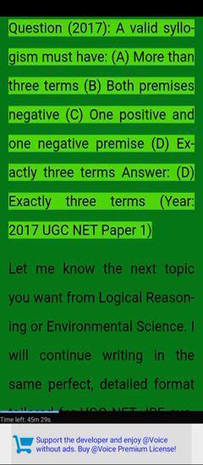Question 2017. A valid syllogism must have: A. More than 3 terms. B. Both premises negative. C. 1 positive and 1 negative premise. D. Exactly 3 terms. Answer: D. Exactly 3 terms. Year 2017 UGC NET paper 1.